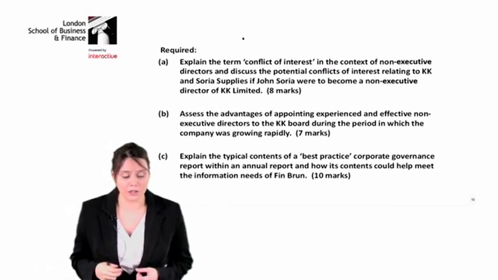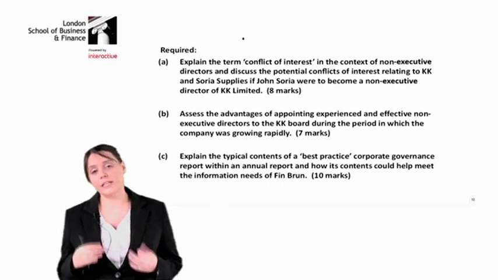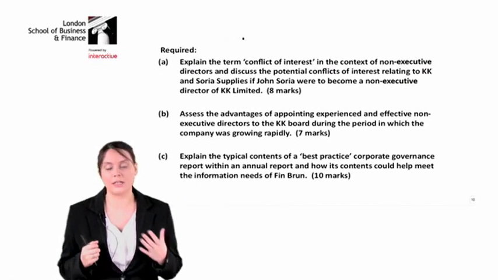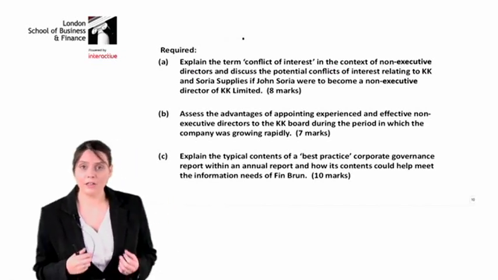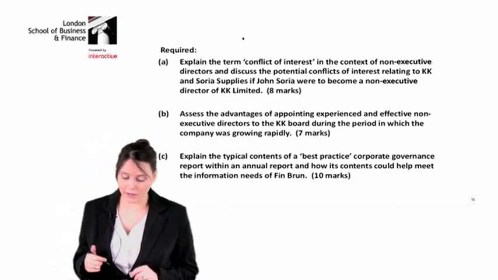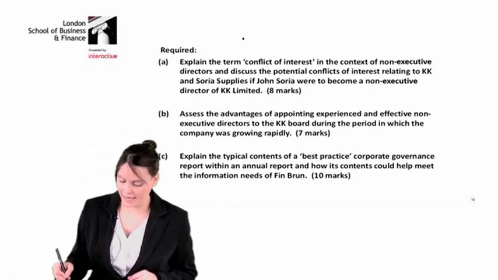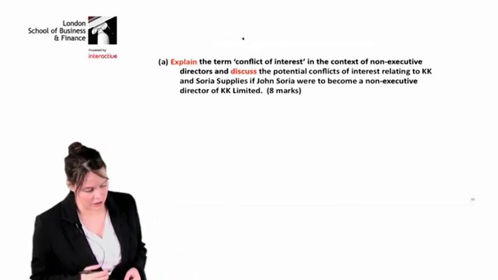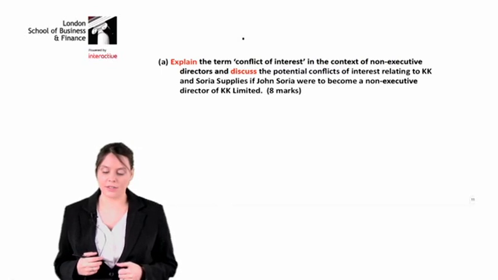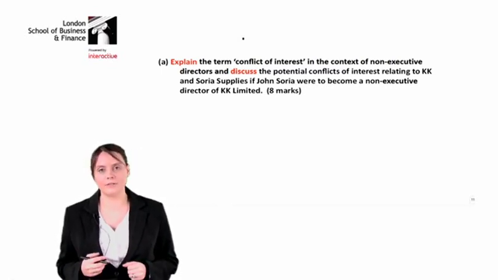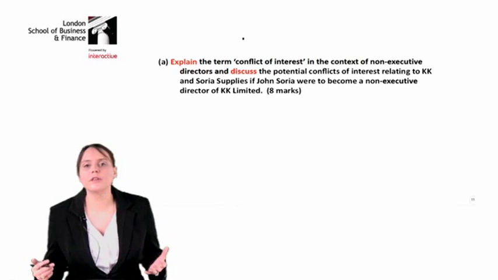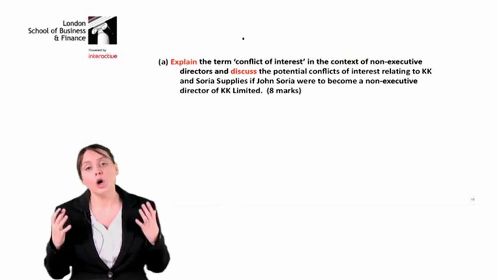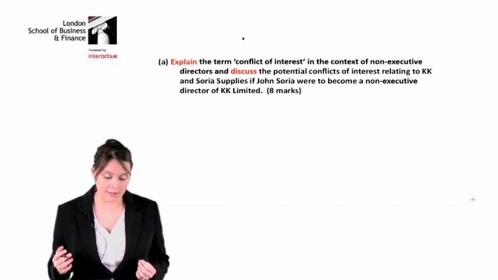And the marking allocation, of course, tells us how much we need to write for that requirement or how much depth we need to go into for that particular part. So if we have a look at our requirements again, what are the verbs? Looking at requirement A. Requirement A, we have to explain the term conflict of interest in the context of non-executive directors. So what does the verb explain mean? Explain means we have to make it clear to the examiner what this phrase means.